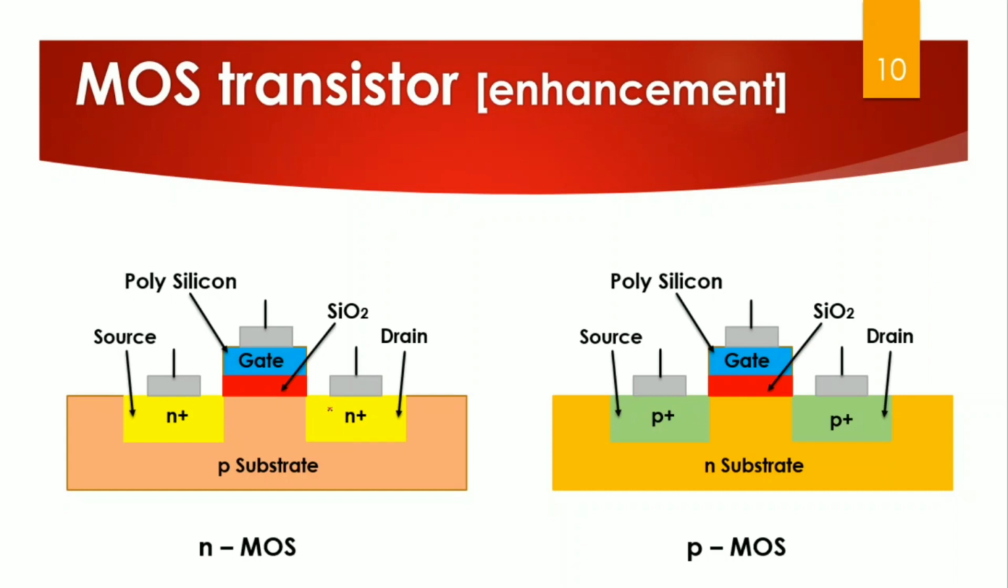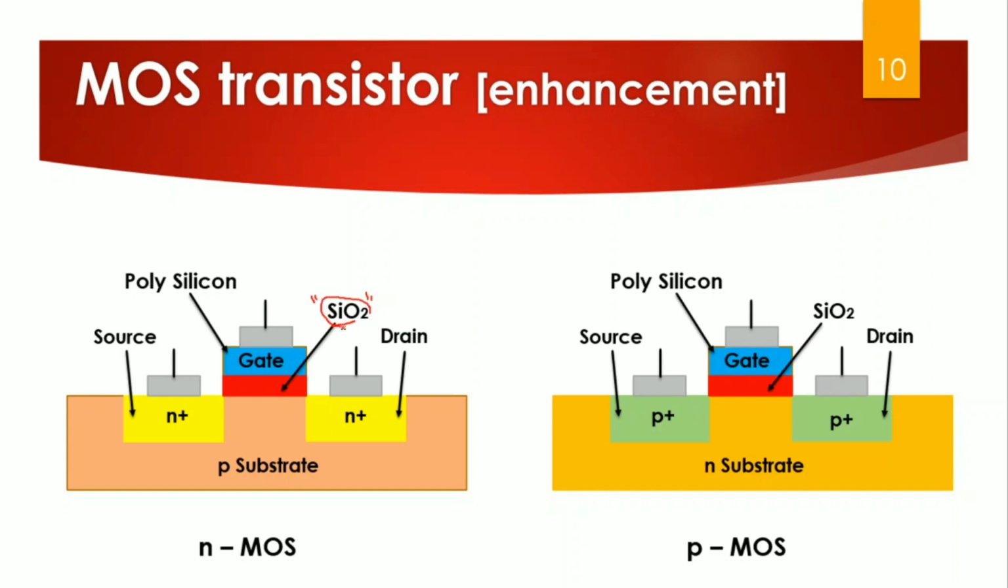These source and drain are interchangeable. Based on the DC supply you give, you can decide which is the source and which is the drain. The property of silicon dioxide here is that it is a pure non-conductor, an insulator.